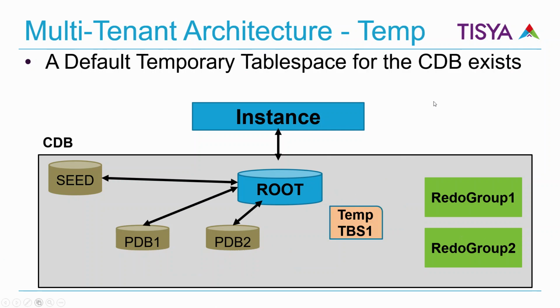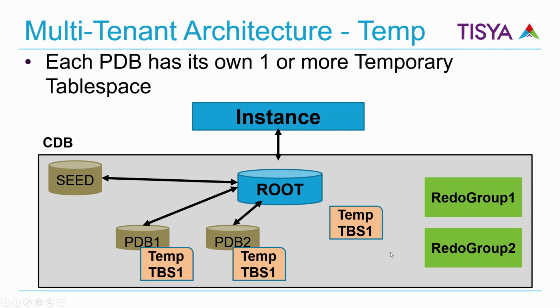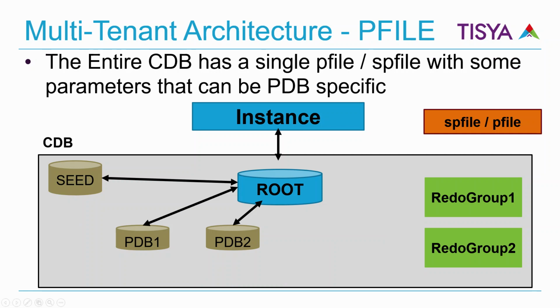Every container database, when you create, gets a default temporary table space at the CDB level. Plus, you can create your own additional temporary table spaces in each pluggable database and use them independent of each other within each PDB. The parameter file is again at a CDB level, the PFILE or SPFILE, because there is a single instance for the entire CDB considering a single node setup.